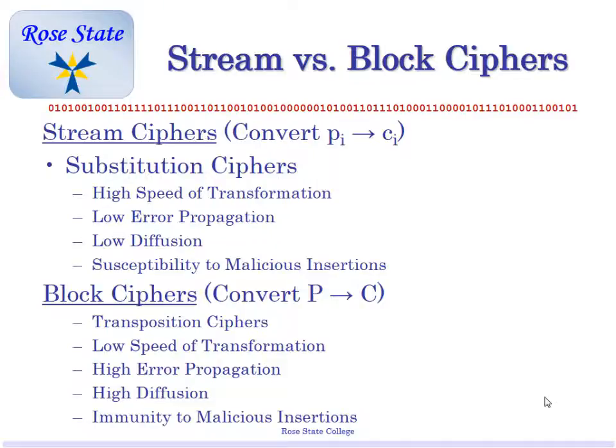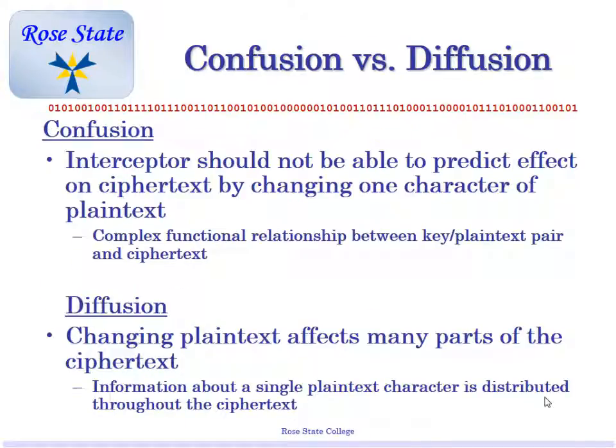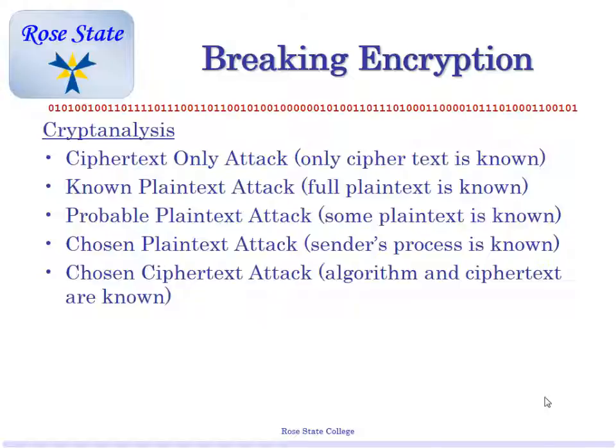Okay. Breaking them. Cryptanalysis. We have a ciphertext only attack. So we know what the ciphertext is. We're trying to figure out what the result is. Kind of like the Enigma machine, if you think about it. They had the ciphertext. They tried to figure out how that was done. What if we have the known plain text? So we know what the plain text is, we just don't know what the output is. Or probable plain text, we think we know what the plain text is, or chosen where we know the process. Or what if we know the algorithm and ciphertext? So, different ways of breaking encryption.